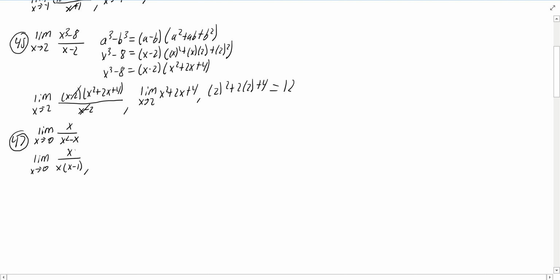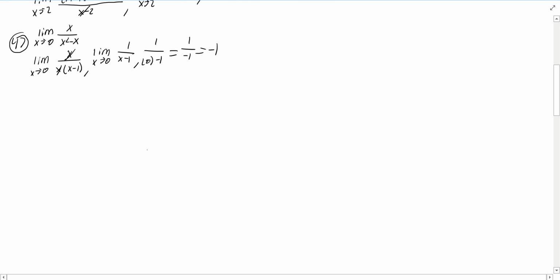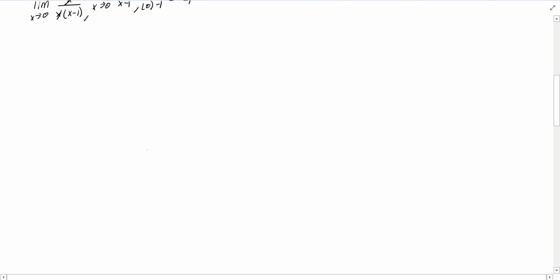So this is fine and dandy because we have an x in the numerator. We can cancel that out with this x in the denominator. So then we're left with the limit as x goes to 0 of 1 over x minus 1. And if we do some direct substitution, we'll get 1 over 0 minus 1, which is going to be 1 over negative 1, which ends up giving us a result of negative 1. So there we go.